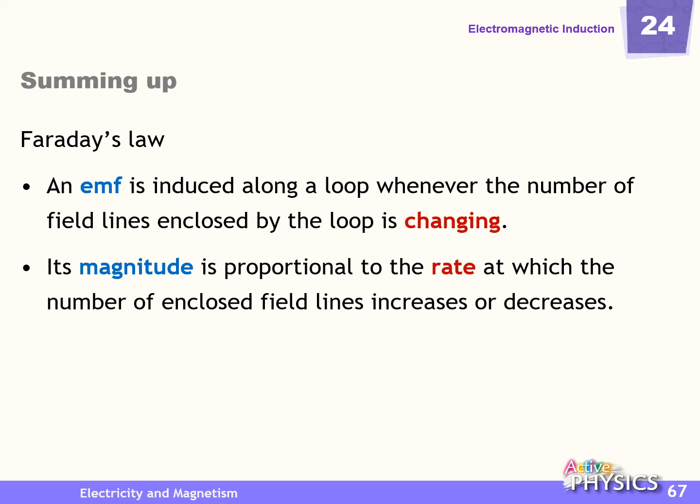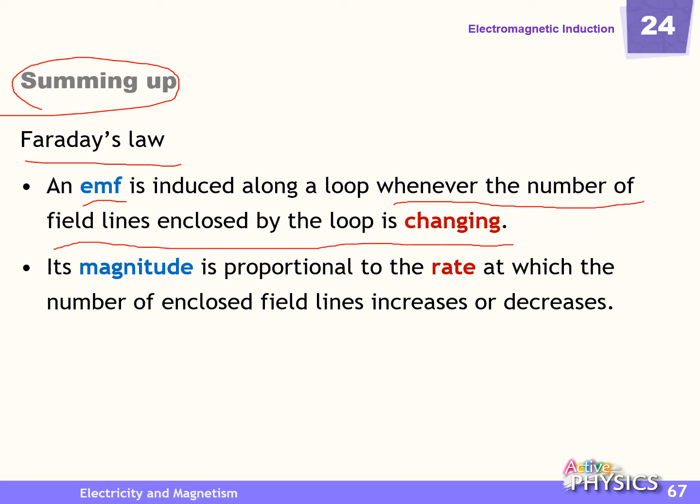Okay, so we will have a summary. What is Faraday's law? Faraday's law tells you that an induced EMF is induced along the loop whenever the number of field lines enclosed by the loop is changing. If the field lines enclosed by the loop change from 4 into 5, then there will be an induced EMF.